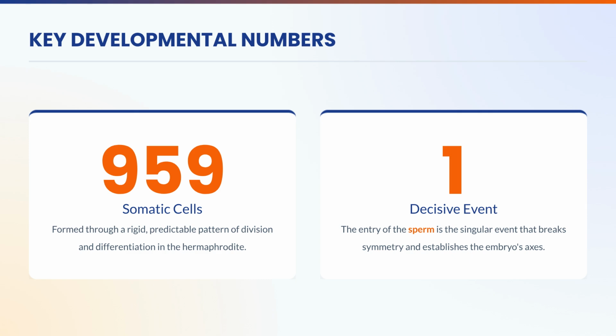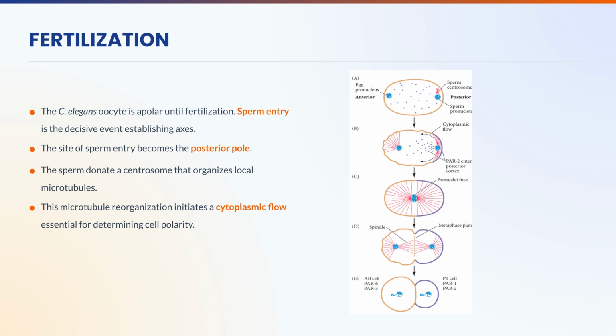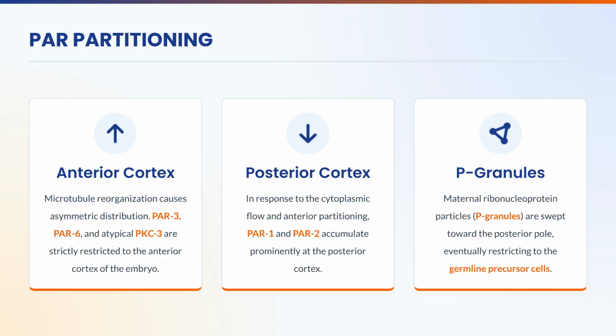summary. C. elegans development features 959 somatic cells formed through a rigid, predictable pattern. A single decisive event, the entry of the sperm, breaks the symmetry of the apolar oocyte and establishes the embryo's axes. The sperm entry site is crucial, becoming the posterior pole. The sperm donates a centrosome, which organizes local microtubules, initiating a cytoplasmic flow essential for cell polarity determination.